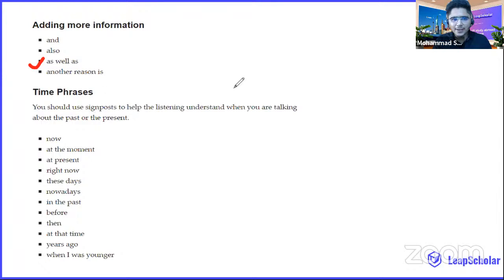So guys, this is how we can add more information. And also are very simple. We tend to use them a lot in our day-to-day life. I like tea and coffee. Also, I love to have some snacks with tea and coffee. So you can elaborate on your answers like this. What about the fourth one, guys?